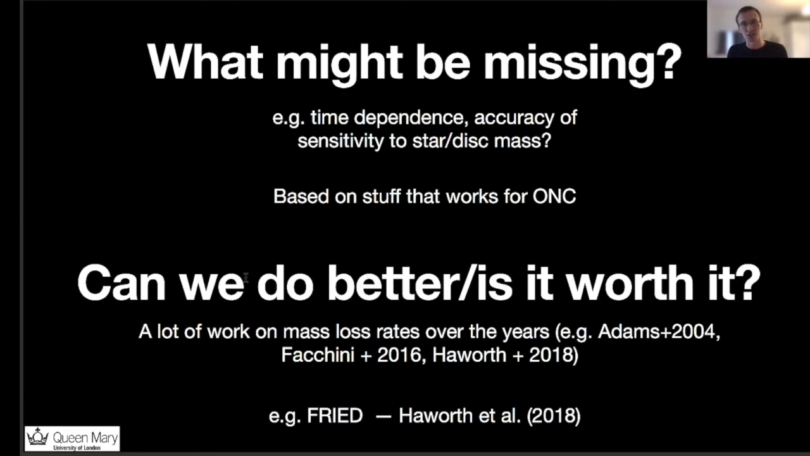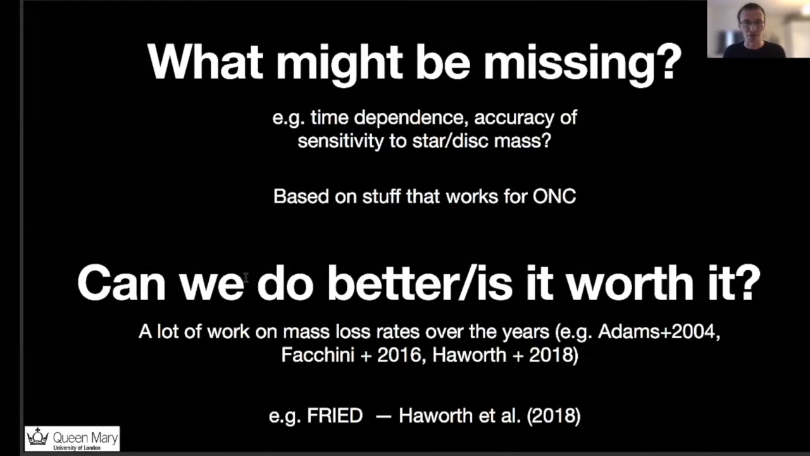So Andrew discussed a whole bunch of these other new approaches to working out mass loss rates in recent years. But they're relatively hard to implement. So is it worth the effort of putting those in, or will it just be a lot of work for not much difference? Next slide.